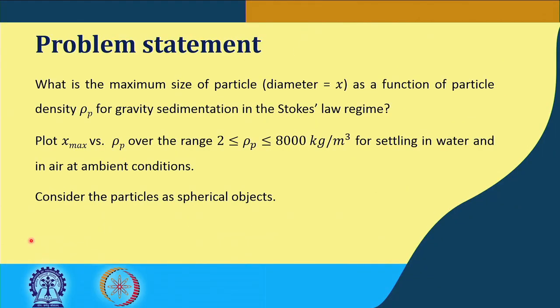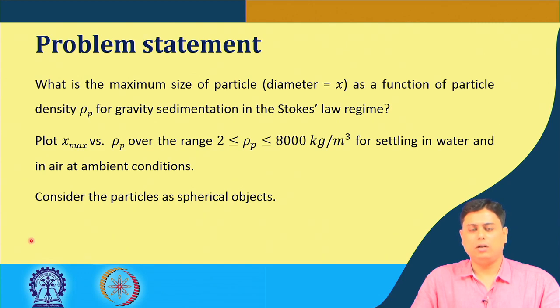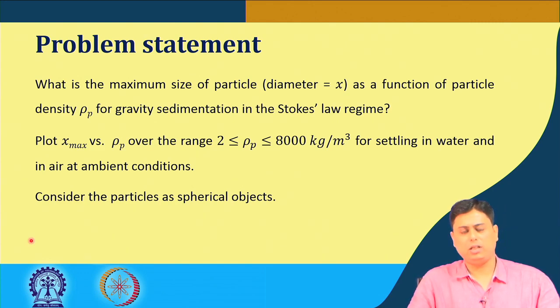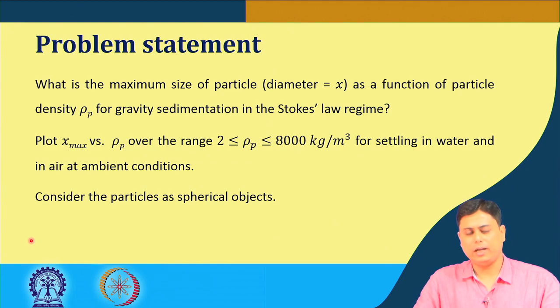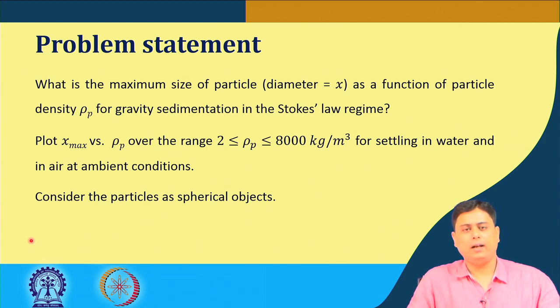So this was the problem that we solved, and let me quickly go through it again. The question was, what is the maximum size of particle as a function of its density for gravity separation or gravity sedimentation in the Stokes law regime? We had to plot its highest possible diameter over the range of density when it tries to settle in water as well as in air. And the consideration was that the particles are assumed to be of spherical shape.